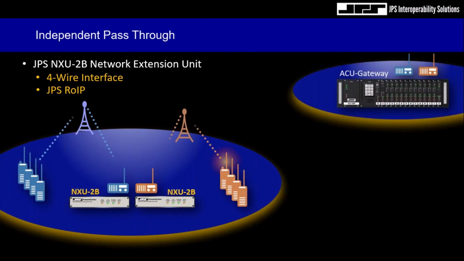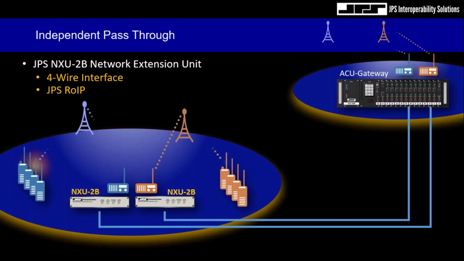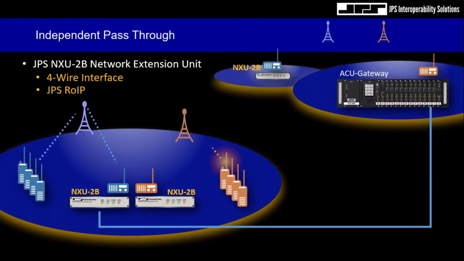And one of the nice things about JPS RoIP is that nearly every product in our catalog has some form of JPS RoIP, even our voters, including all of our multi-channel gateways like our ACU 2000, ACU 5000, ACU Z1. And we've been using JPS RoIP protocol for over 20 years, and it's really our mainstay transport protocol. So it's very common to backhaul radio and telephony communications between remote locations and an interoperable gateway, such as the ACU, using discrete NXU2A network extension units, or even with other remote NXU network extension units. So RoIP is very versatile in this application.